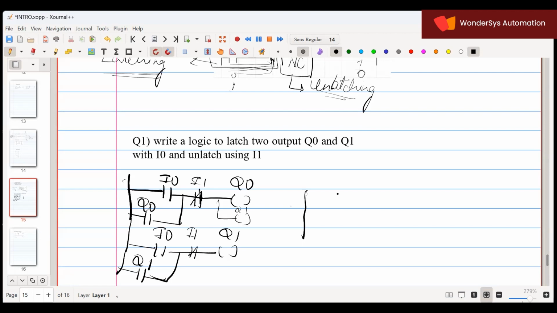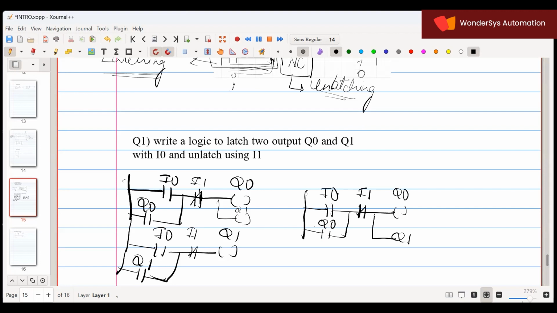Yes. Now since I have the same input condition, I'll take I0, Q0, and I will take Q1. Now to latch it, I can take any one condition, either Q1 or Q0. So I'll go with Q0. To unlatch it, I will use I1. Okay, understood?